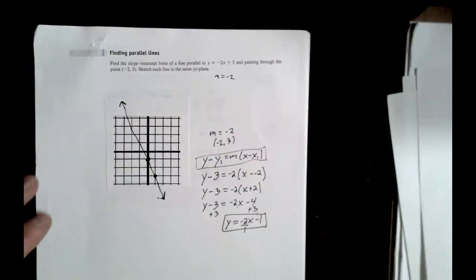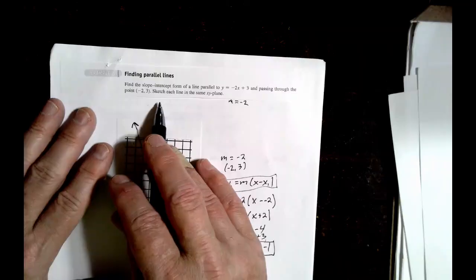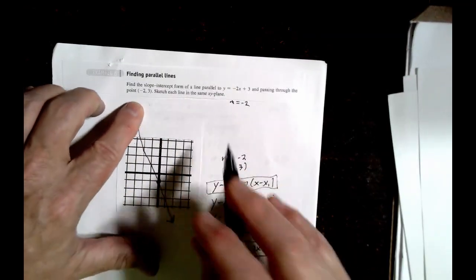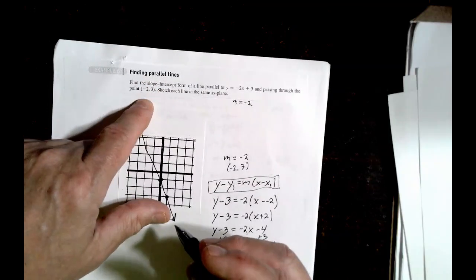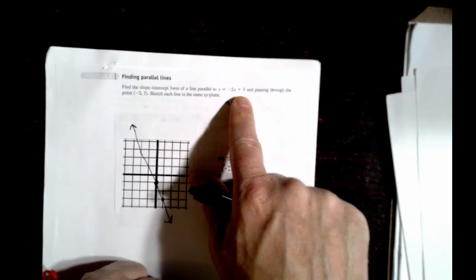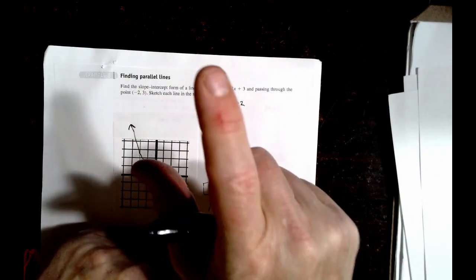All right. Find parallel lines. Okay, find the slope-intercept form for a line that is parallel to this line and passes through the point (-2, 3). So they give you one of the points of your line, and they give you a hint about your line's slope. The reason they're giving you a hint about your line's slope is because parallel lines have the same slope.